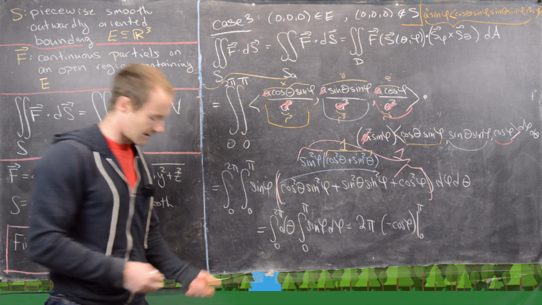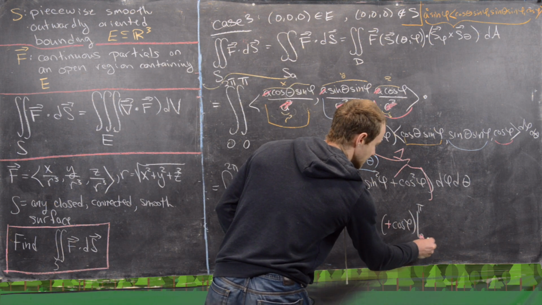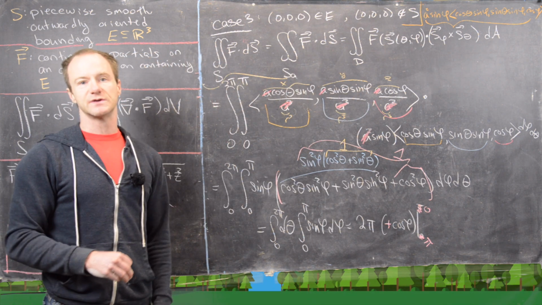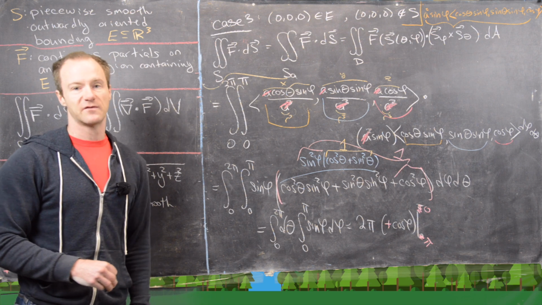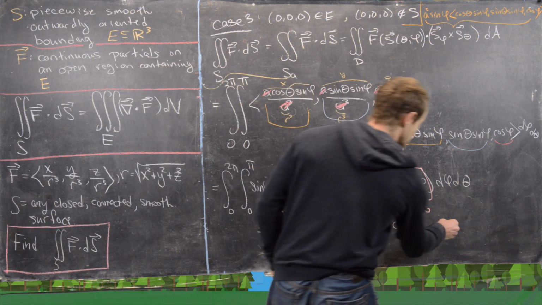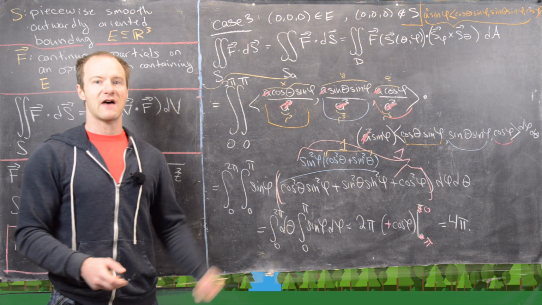Okay, so now the next thing I'm going to do is I'm going to scrub this minus sign out into a plus, and I'm going to change my order of evaluation. Cosine of 0 is 1 minus cosine of pi, which is -1. So we got 1 minus -1, that gives us 2. So the final answer is 4 pi. Okay, and that finishes this video.